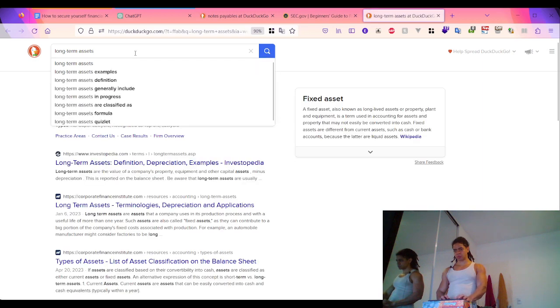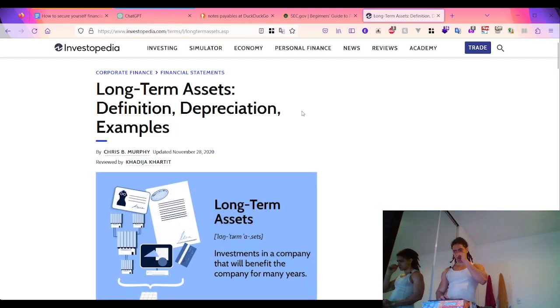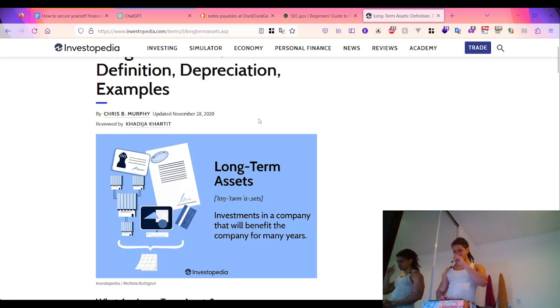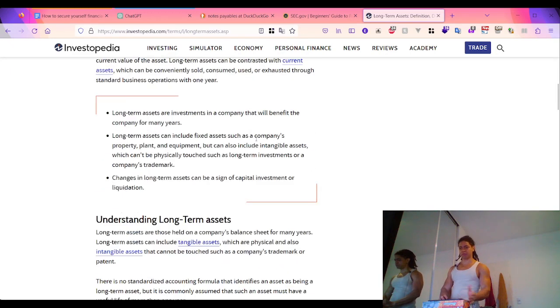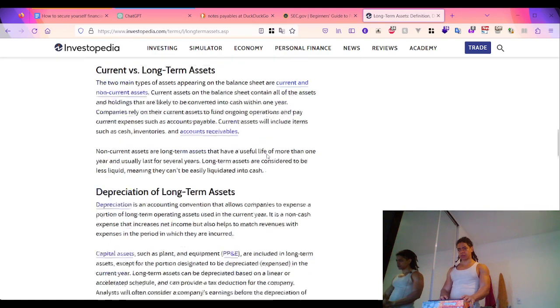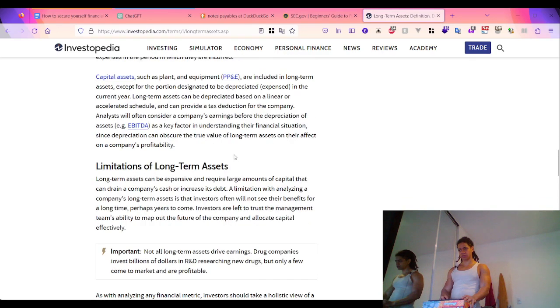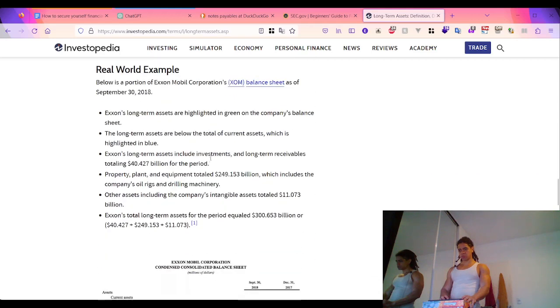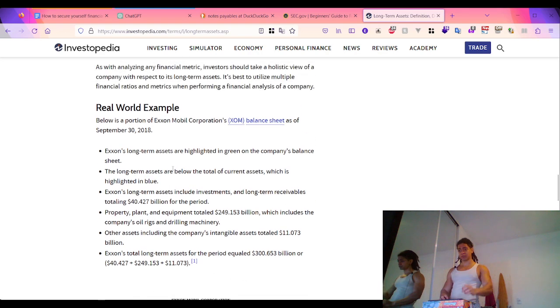Examples of long-term assets: an investment in a company that will benefit the company for many years. Property, plant, and equipment, such as drilling machinery. And a real-world example.